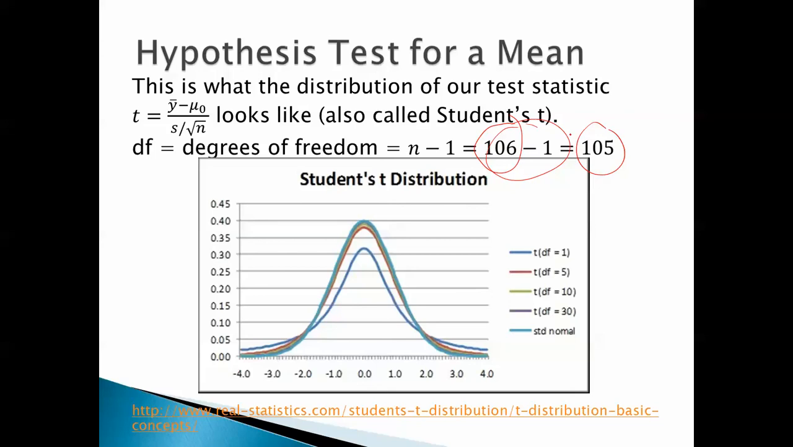Okay, so here, for example, I don't have df equals 105, but here's what the distribution would look like if we have 1 degree of freedom, the red one is 5 degrees of freedom, etc. So there are different t distributions.